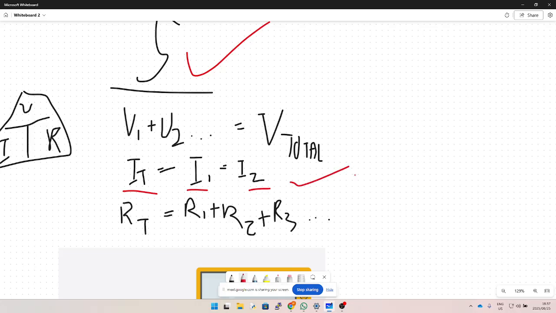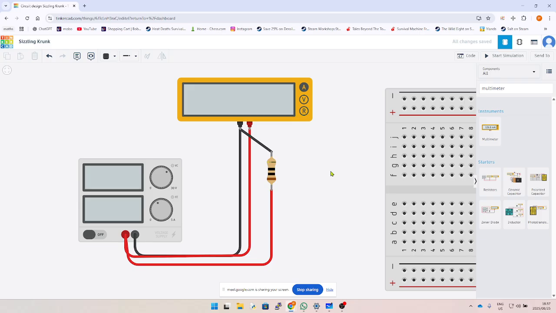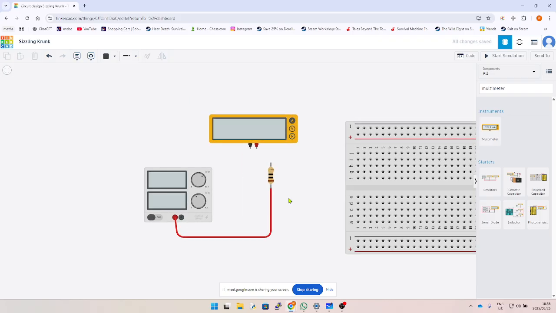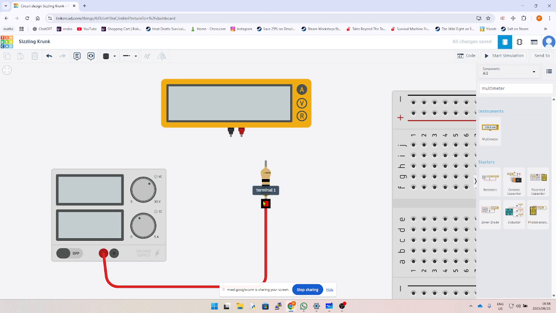Then your voltage total, well, I'm not going to be able to demonstrate it here because that's quite a complex circuit, but your voltage total is determined by how you measure your voltage across the resistor. What this means is with a voltmeter you can never wire it in series. You always wire it in parallel. That's something to keep in mind when you measure voltage, right?